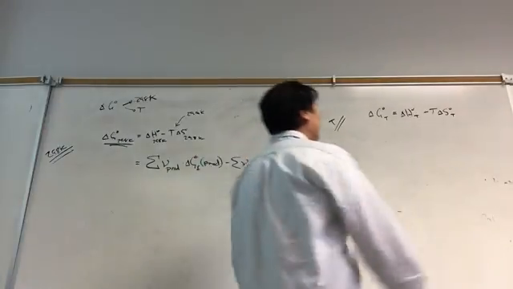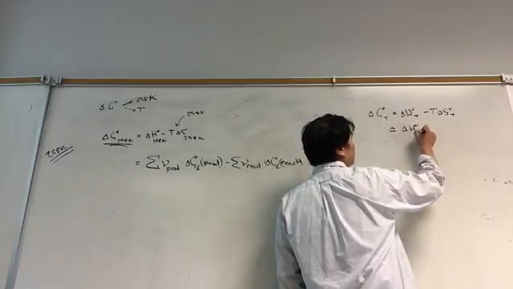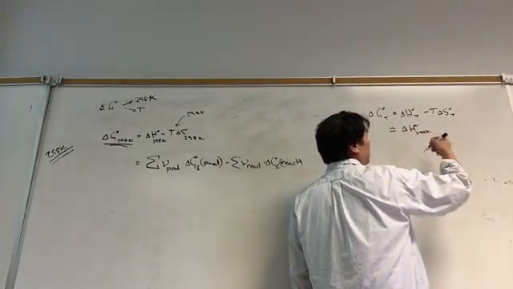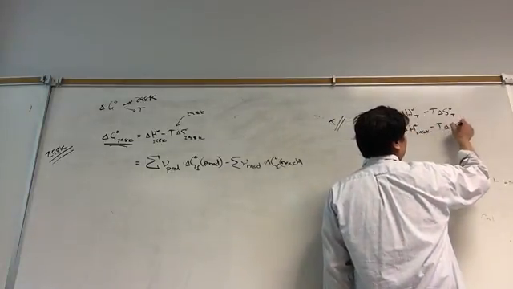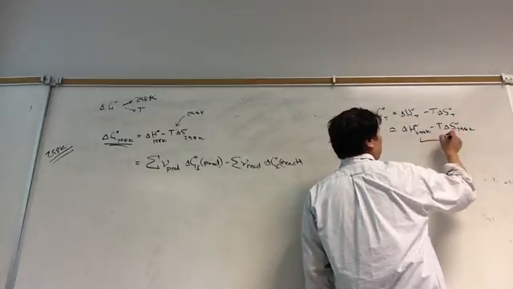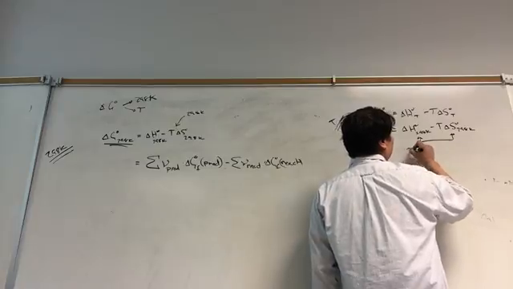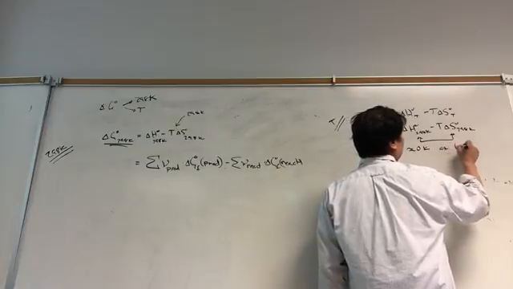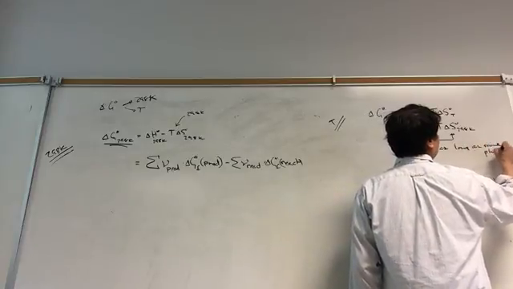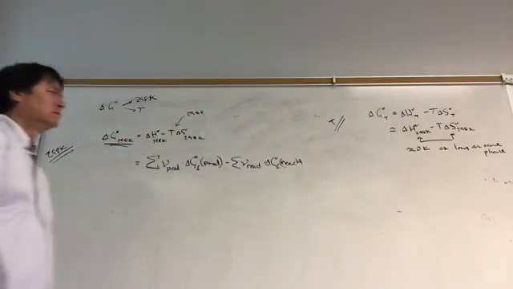So what we'll do is make the assumption that delta H and delta S don't change that much with the temperature. We say that delta H at 298 Kelvin is about the same as delta H at some other temperature, and delta S at 298 Kelvin is about the same. As long as the phase doesn't change, this is okay. That is, it stays a solid, it stays a liquid, or it stays a gas.